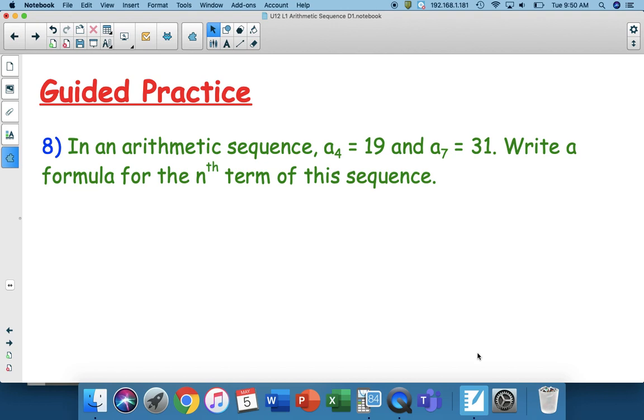Number 8, in an arithmetic sequence, a4 equals 19 and a7 equals 31. Write a formula. Now remember, they're saying formula. They're not saying to solve. They're not looking for a specific term. They're saying write a formula. All right?